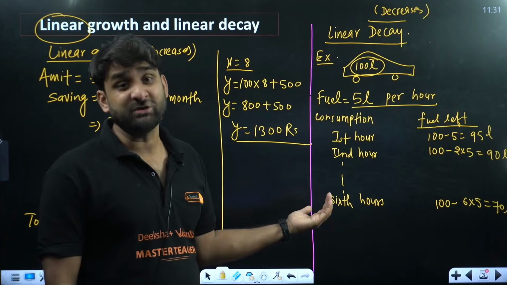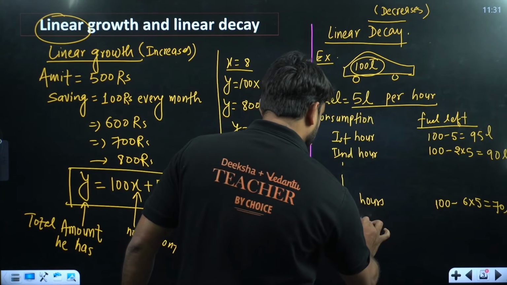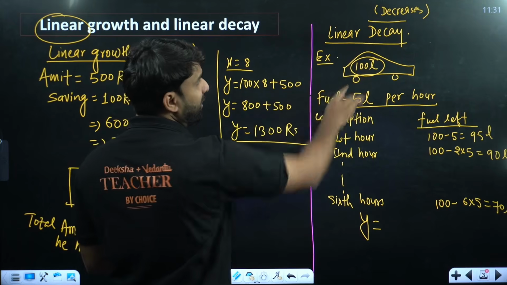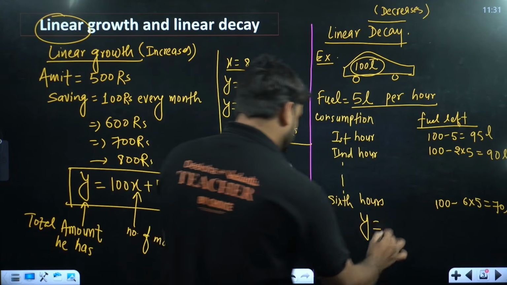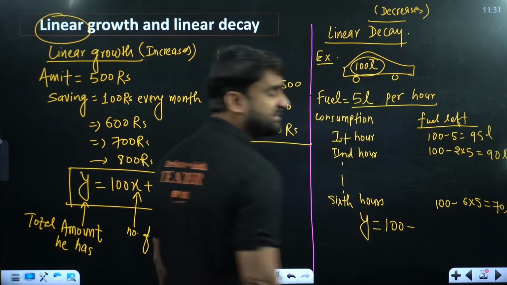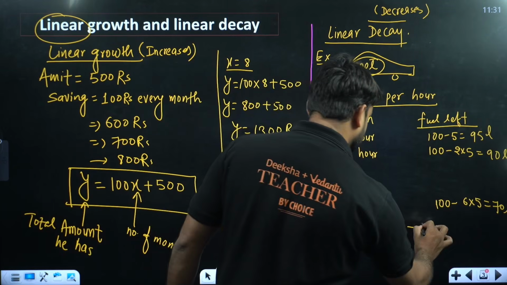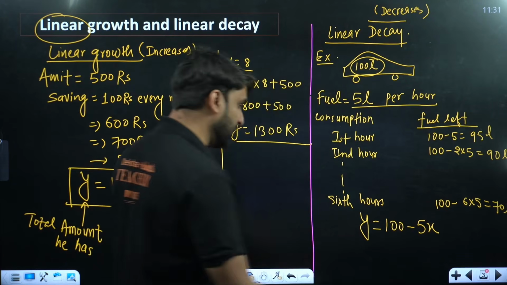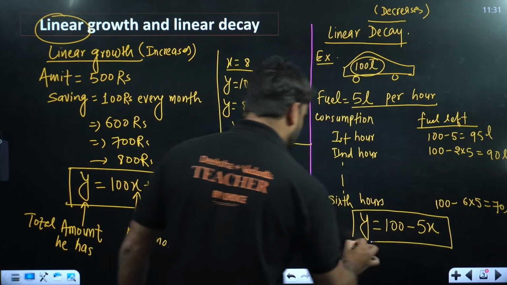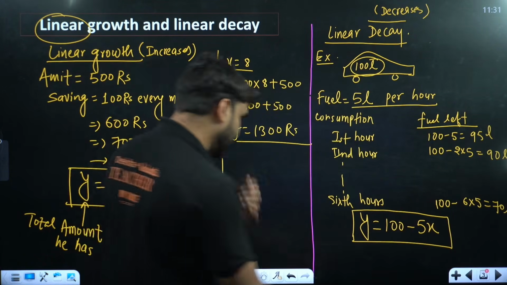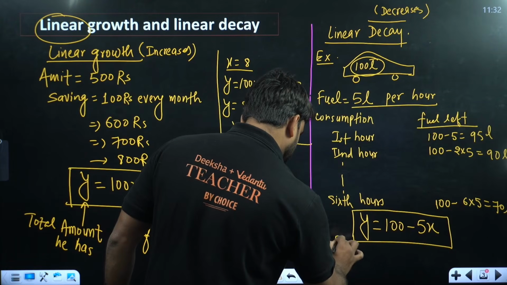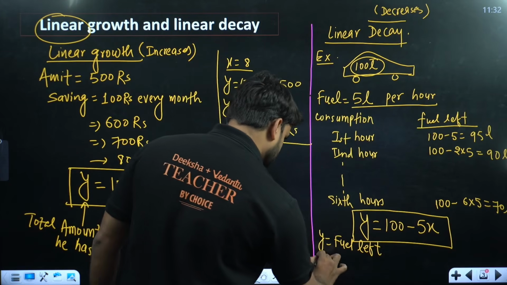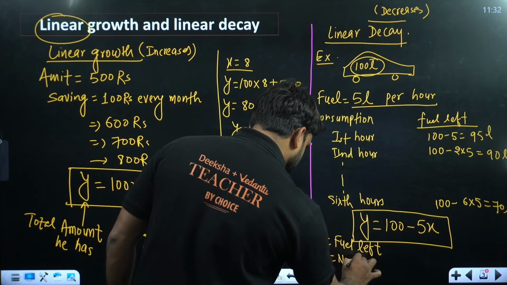So we can form an equation also. Let's make an equation. The equation will become y is equal to, the car has already 100 liter of fuel, so we write 100 minus 5 into x. So y is equal to 100 minus 5x. Right, champion? Here y is the fuel left, and x is the number of hours.